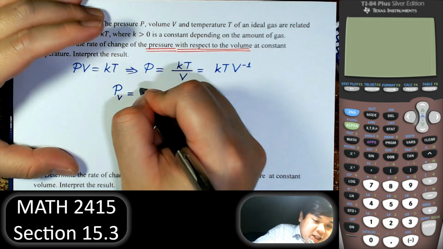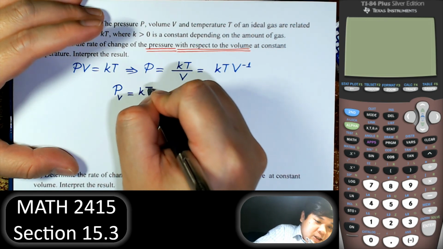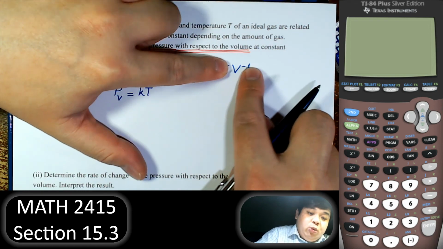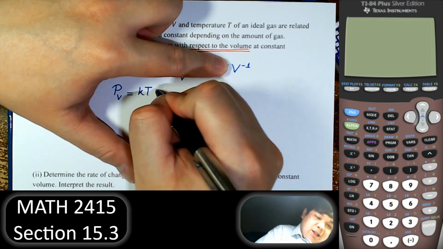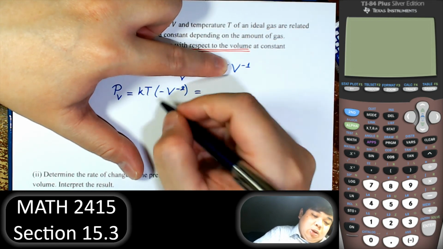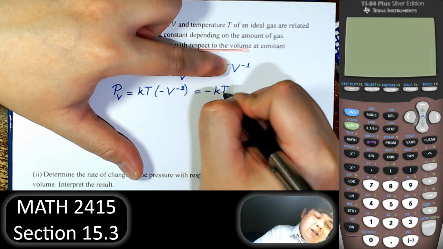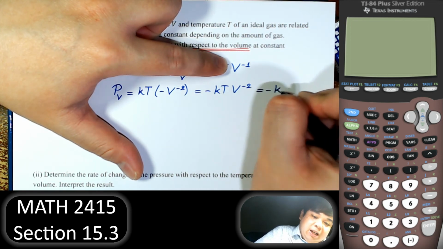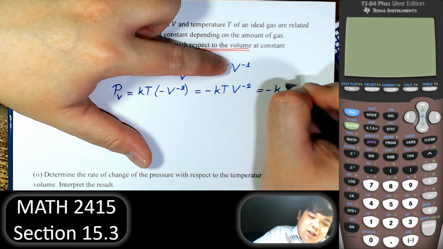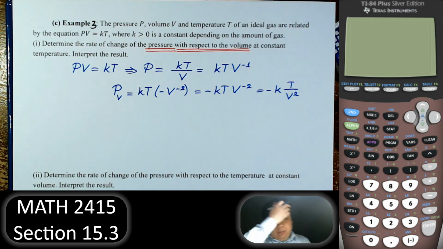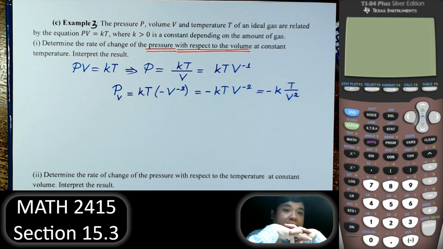So we're going to have KT, that's constant with respect to V. The derivative of V to the -1 is negative V to the -2. So that gives us negative KT V to the -2, or we move it down and we have negative KT over V squared. Right, so what do we have here?